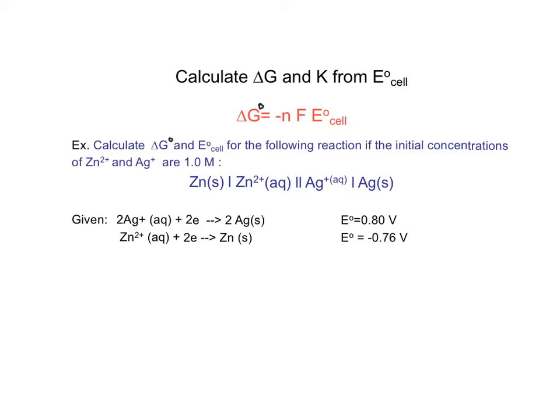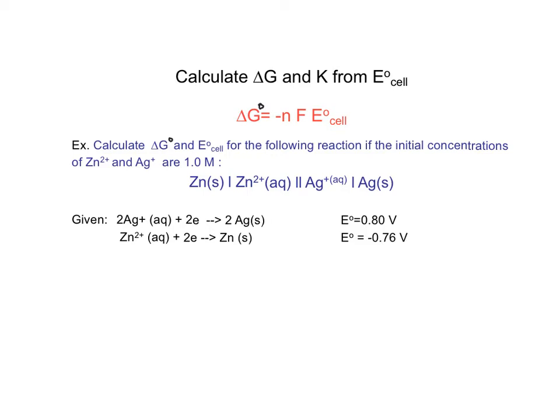Alright, so then in this example we're going to calculate delta G and E cell for the following reaction, and the reaction is given that the concentrations here are 1 molar. 1 molar is the standard state for solution concentrations.